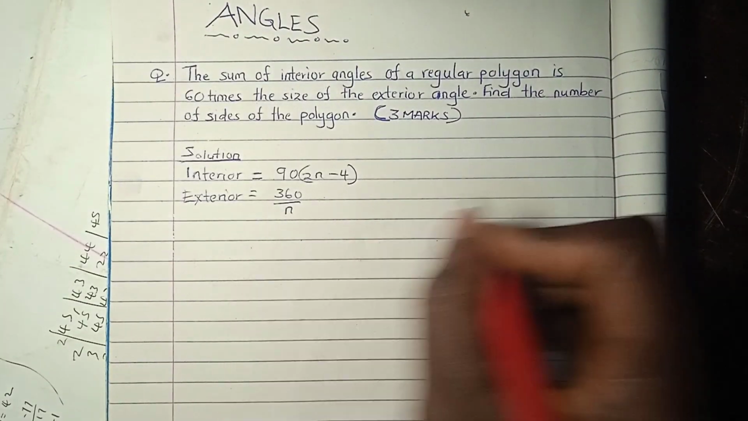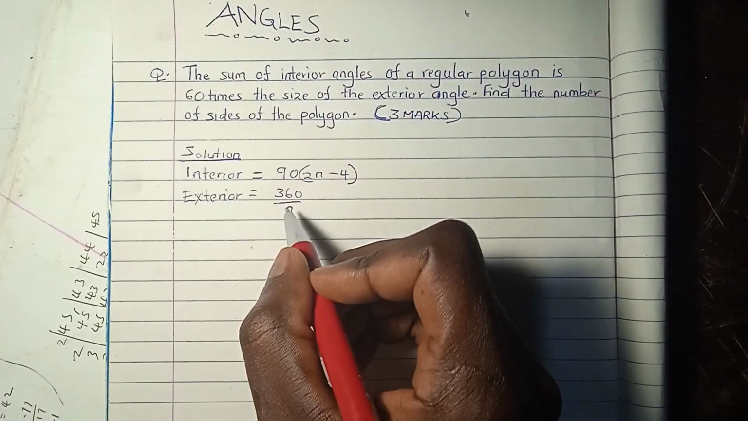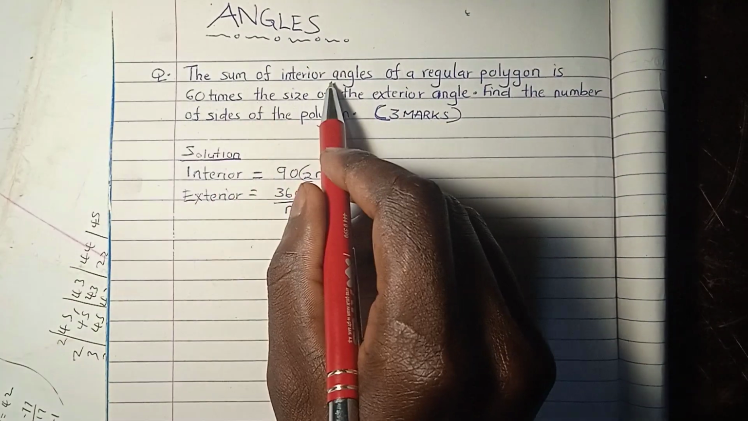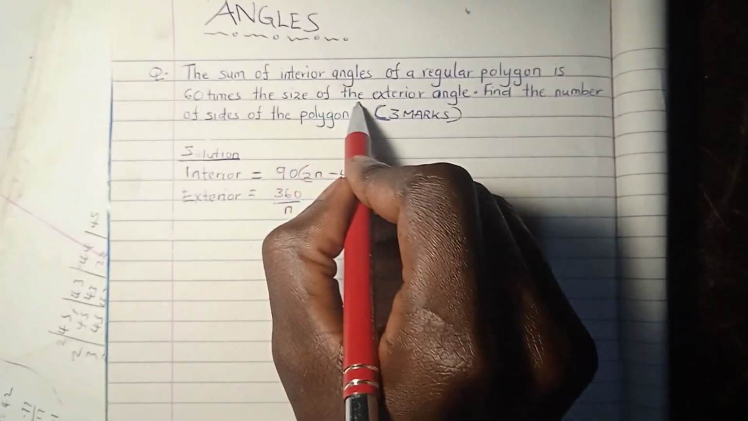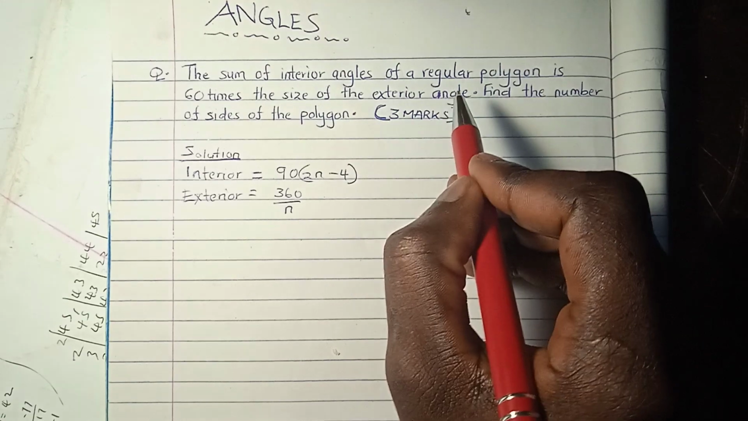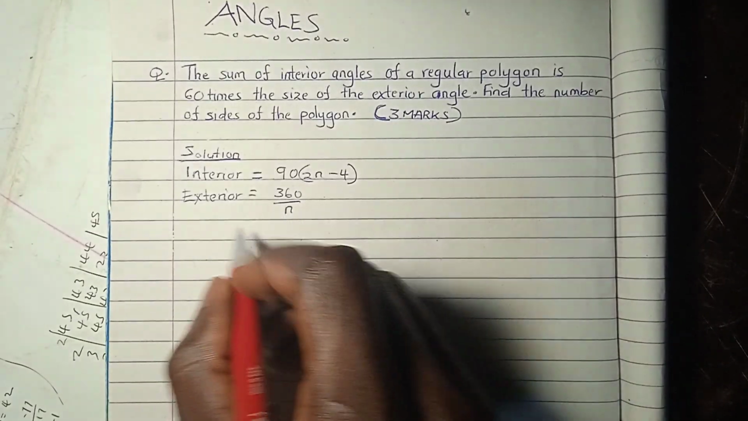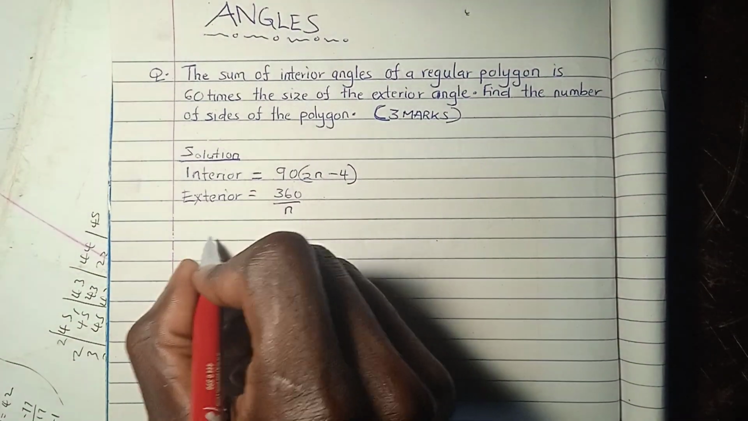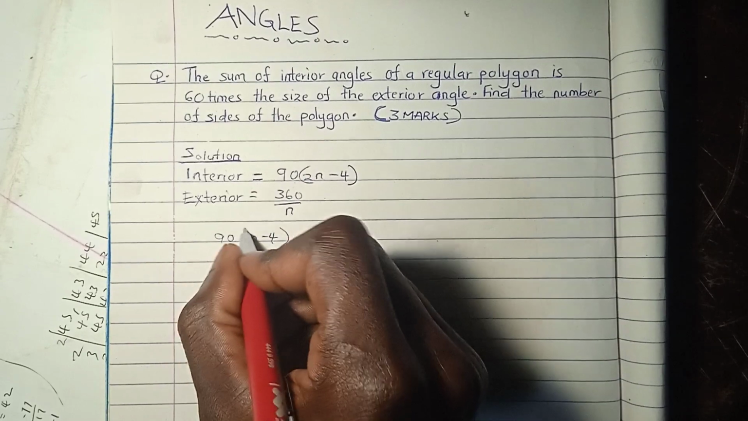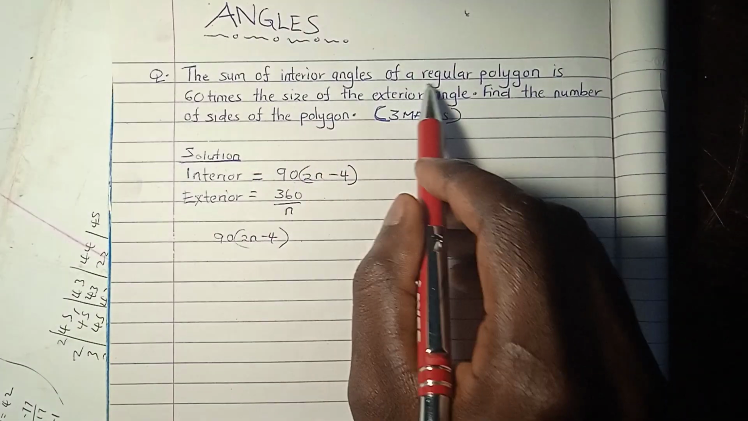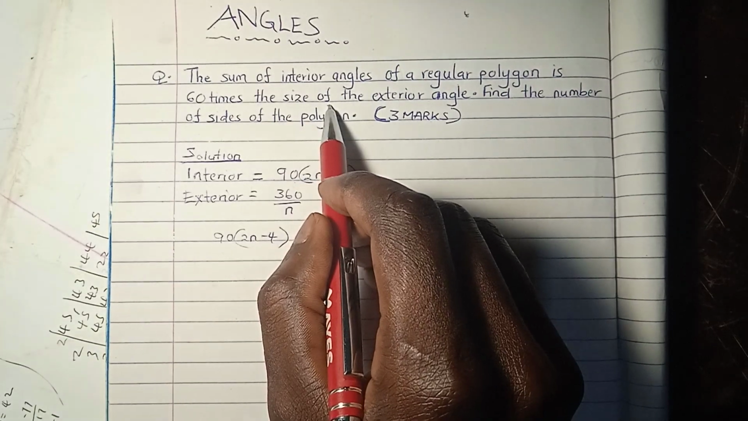So the first thing here, we will now take our information and equate it to these two formulas. The sum of interior angles of a regular polygon is 60 times the size of the exterior angle. The formula for interior angles is 90 into 2n minus 4. But what have we been told? The sum of interior angles of a regular polygon is 60 times the size of the exterior angle.